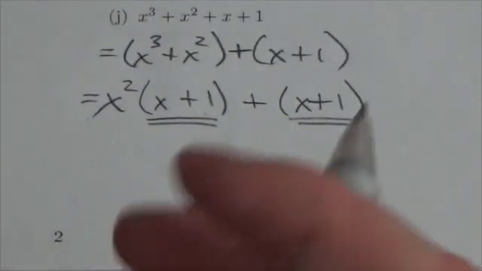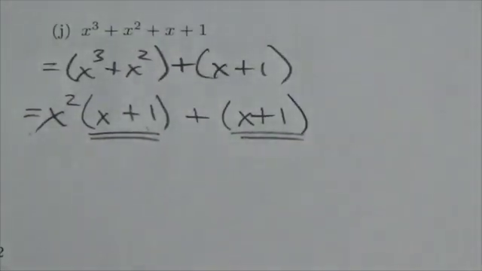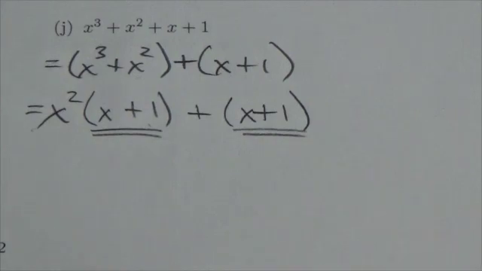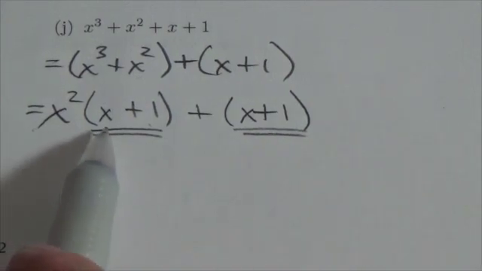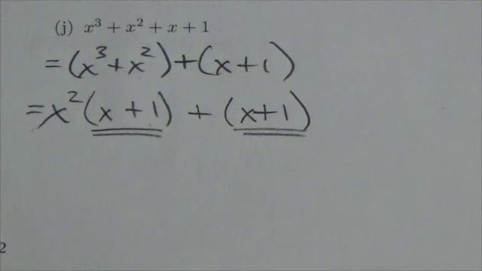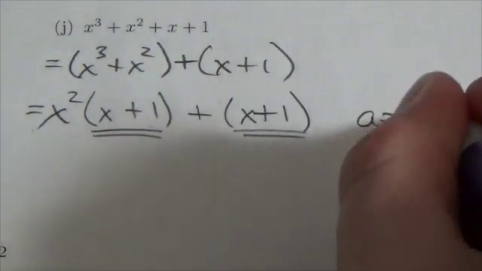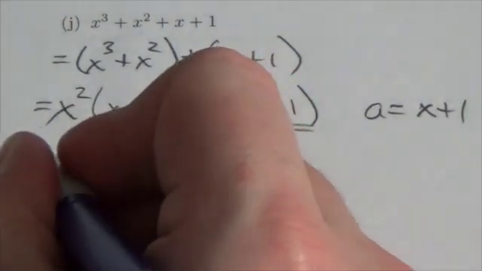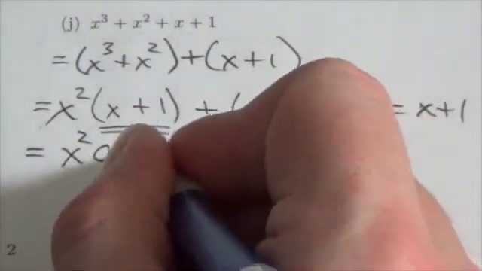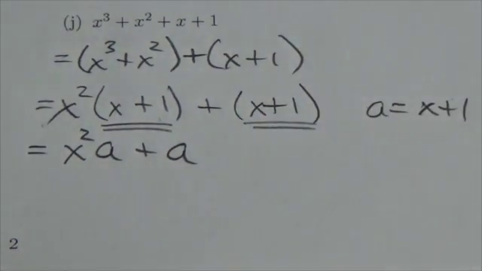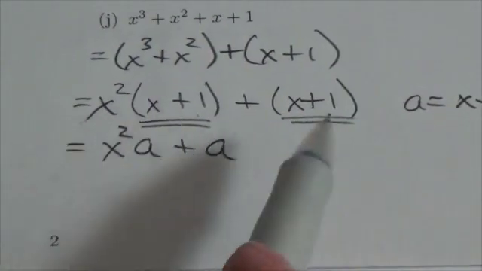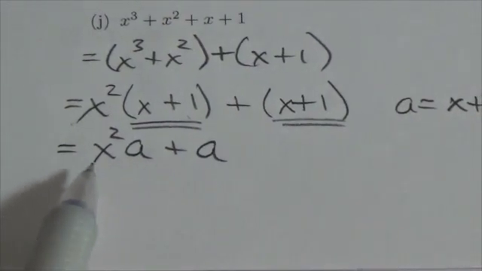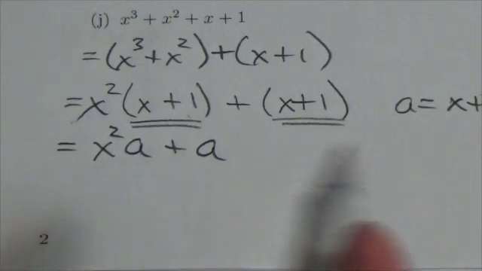If you have a hard time seeing that, think of it like this. You don't know what x is. You have no idea. It's a variable. It could be anything. But if you don't know what x is, then you don't know what x plus 1 is. Let's just call it a, for convenience sake. That means this is x squared times a plus a. I'm just going to rename that little expression, that binomial. Now it's a lot clearer that between those two terms, there is a common factor of a.